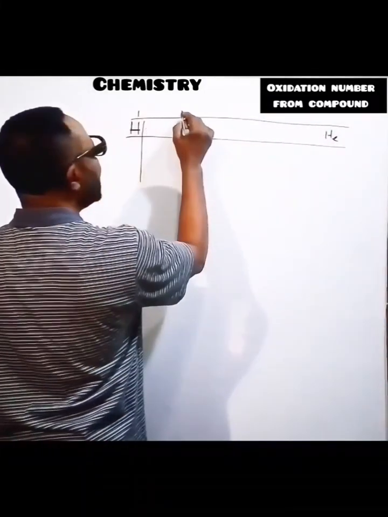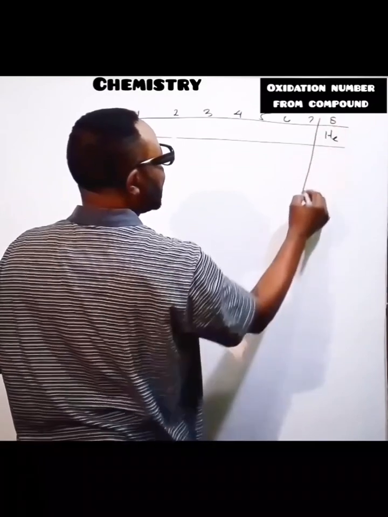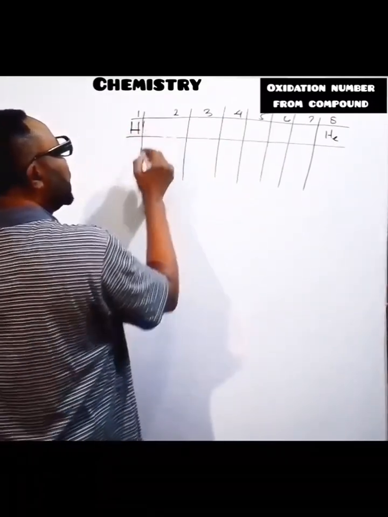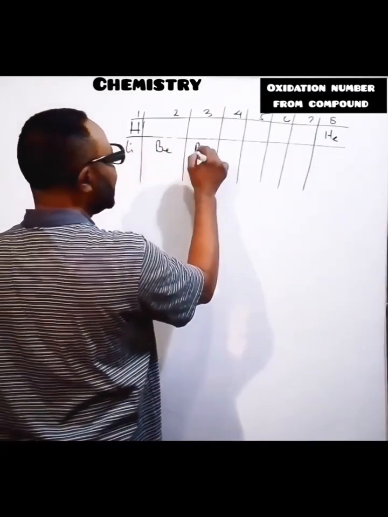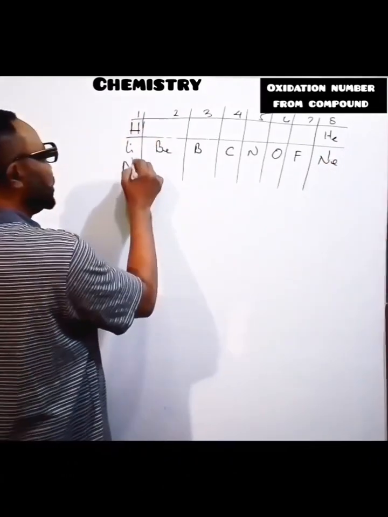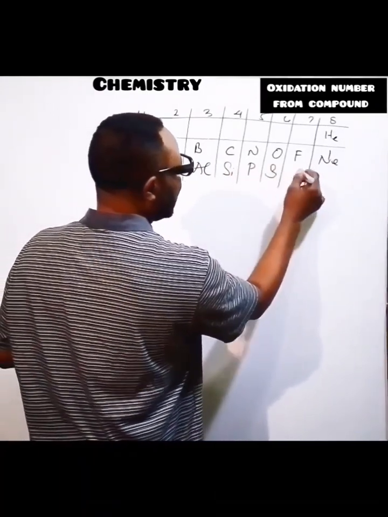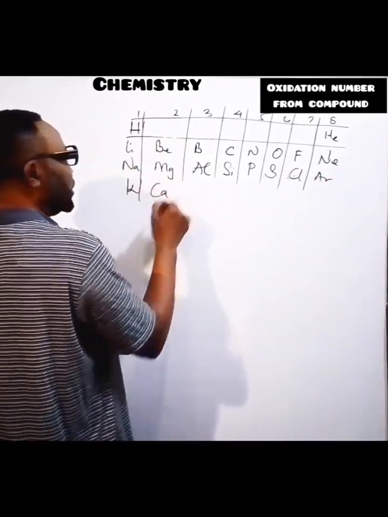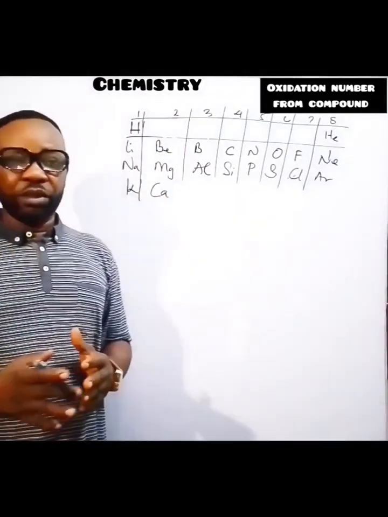I have my 1, 2, 3, 4, 5, 6, 7, 8. Now, this is hydrogen, this is helium here, followed by lithium, beryllium, boron, carbon, nitrogen, oxygen, fluorine, neon, sodium, magnesium, aluminium, silicon, phosphorus, sulfur, chlorine, argon, potassium, calcium. These are the symbols of all these set of elements I've mentioned right now.